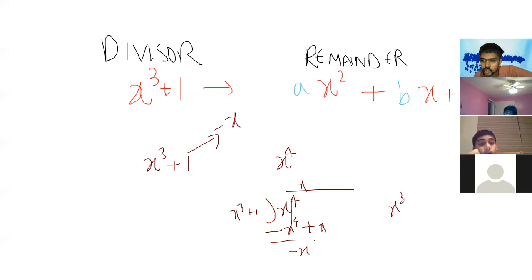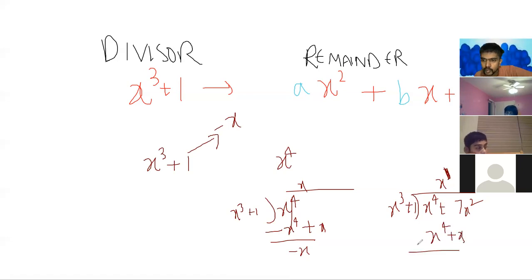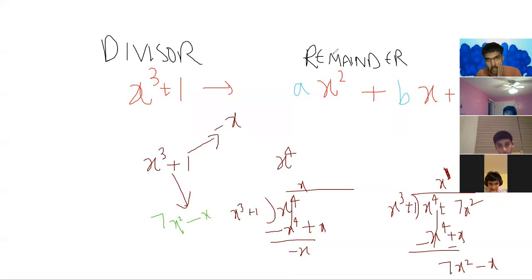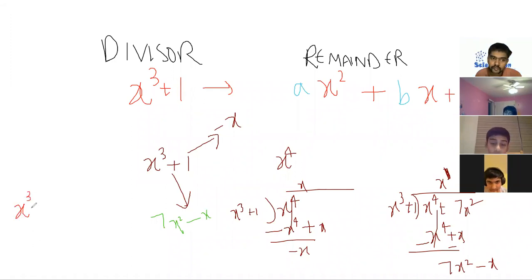Now let's say I divide x power 4 plus 7x square by x cube plus 1. What's the remainder? I multiply x cube plus 1 with x. You get x power 4 plus x. So you get 7x square minus x, right? So one more possible remainder is 7x square minus x. How does the remainder not be constant? How does the remainder have so many different things?